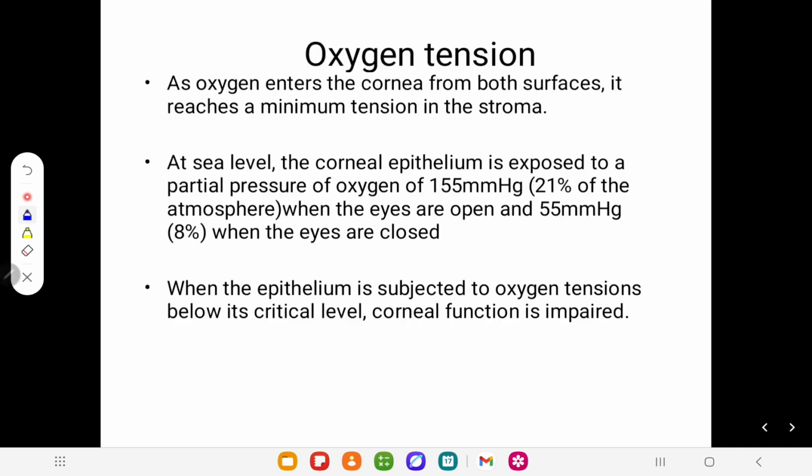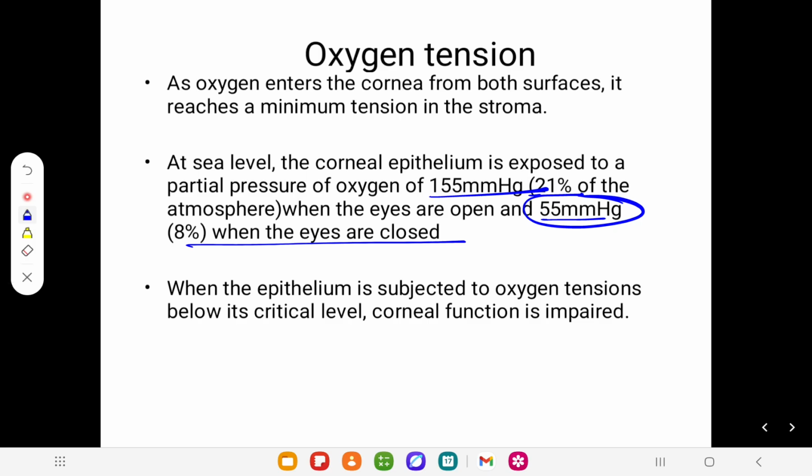So oxygen tension: as oxygen enters the cornea from both surfaces, it reaches the minimum tension in the stroma. Okay, so I'll show you one. At sea level, the corneal epithelium is exposed to a partial pressure of oxygen of 21%. We know it, isn't it? Which means 155 mmHg when the eye is open, and it goes to 55 mmHg when the eye is closed. It's very important, these numbers. These numbers come in MCQs frequently.